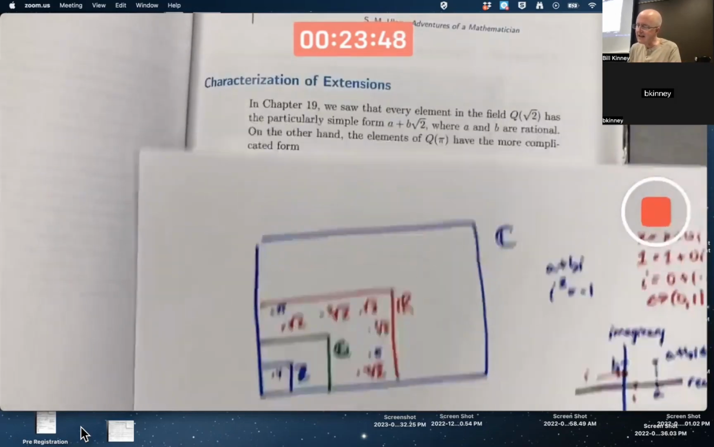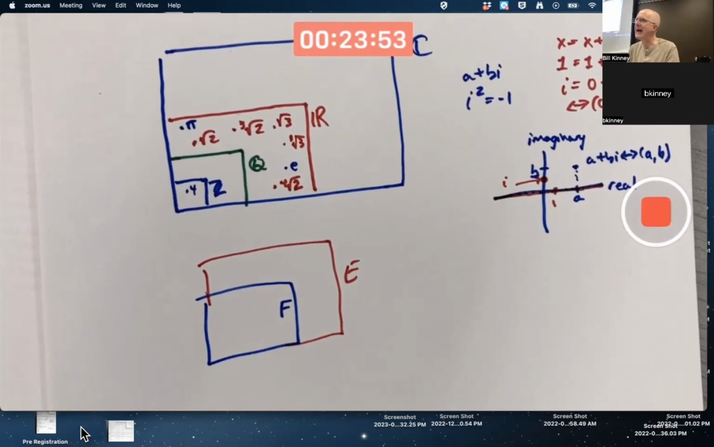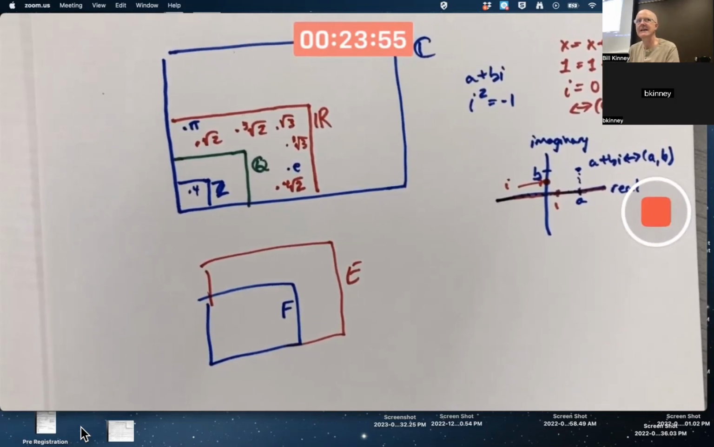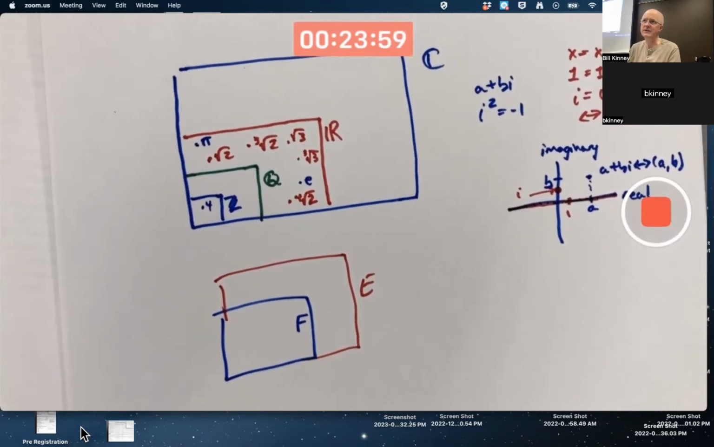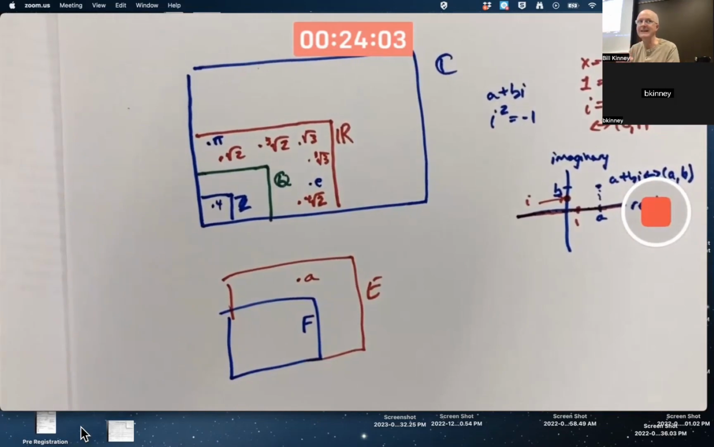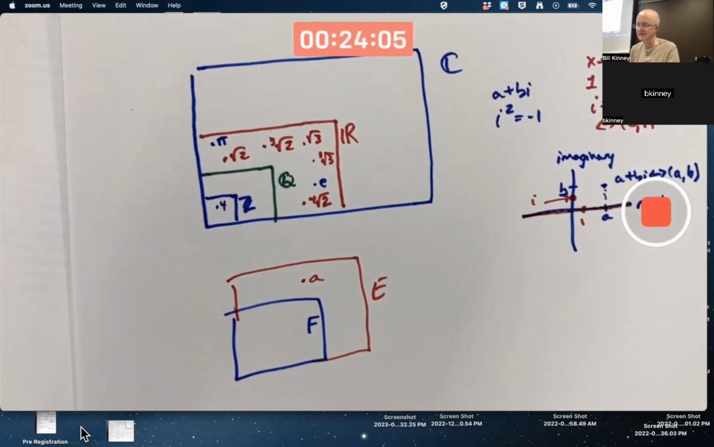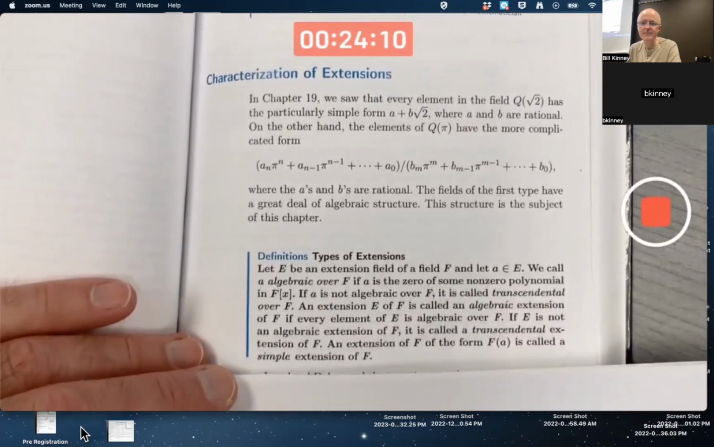Let A be an element of E. Does that mean A is not an F? Not necessarily. A could be an F, but it's more interesting when A is not an F. So typically you imagine A to be outside of F, though that's not required in the definition here.